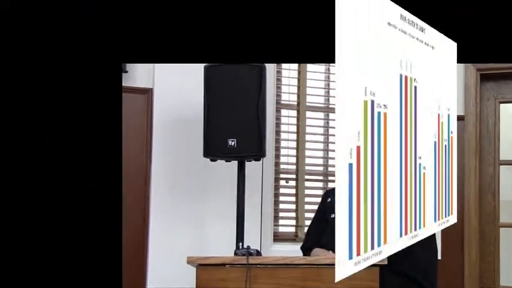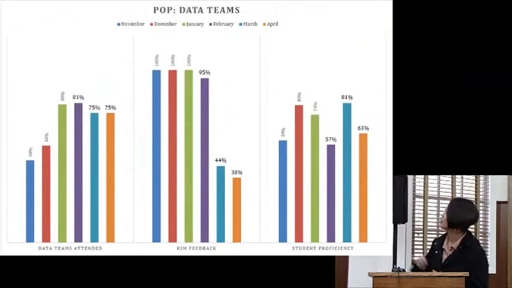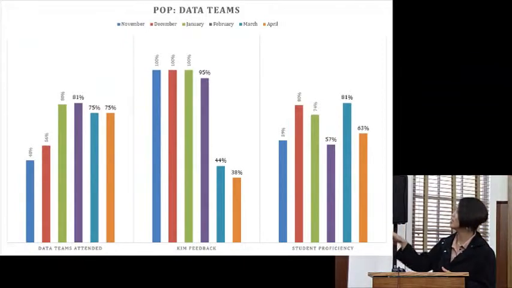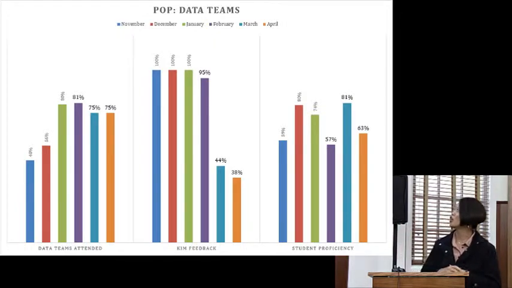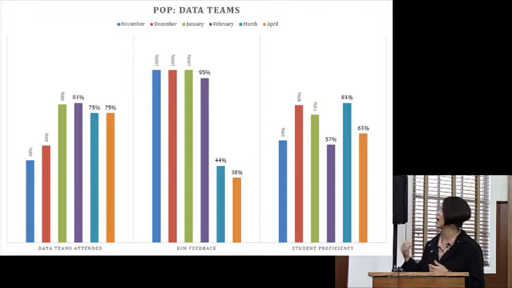So as you look at my data, the first set of data is the number of data team meetings that I've attended, then the feedback that I've given on the data team meeting, and then the result for the student proficiency. So my goal was to reduce the amount of feedback that I give and increase the amount of feedback that teachers are giving to each other in their data team process.